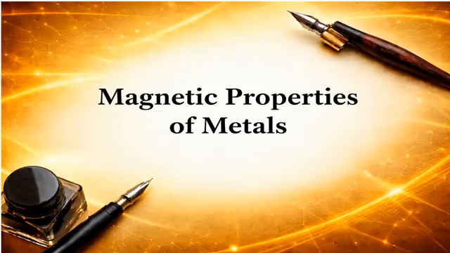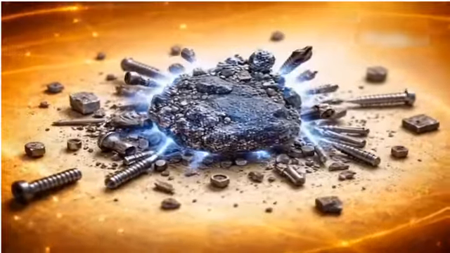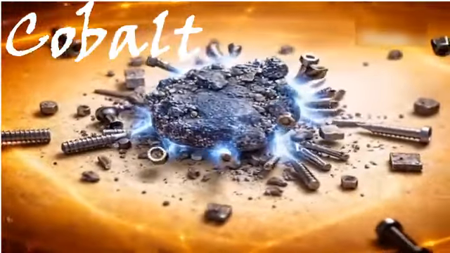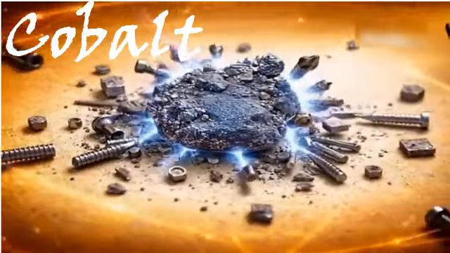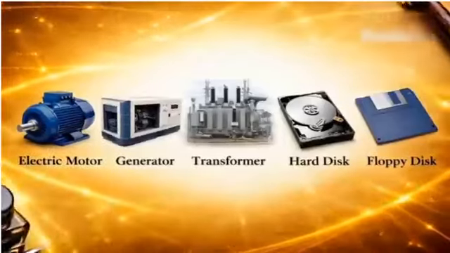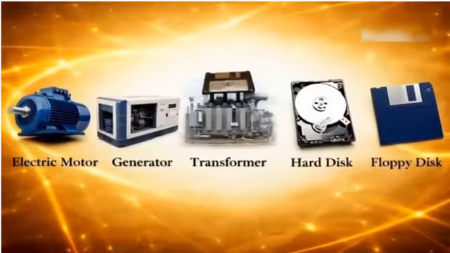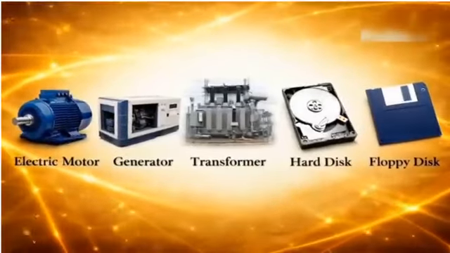Magnetic properties of metals. Iron, nickel, and cobalt exhibit magnetic properties. Cobalt, for instance, is naturally magnetic. This means that it can attract other magnetic substances. Metals with this characteristic are very good for making electrical motors, generators, transformers, and magnetic storage devices like computer hard disk drives and floppy disks.